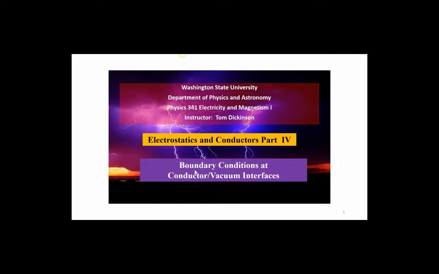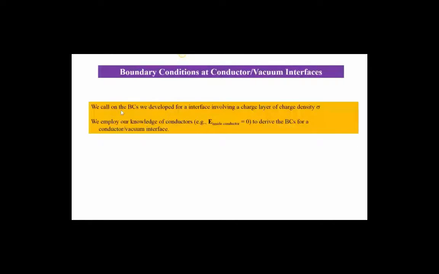Well, we've talked about the boundary conditions at an interface that involved a charge sheet. Now I'd like to look at the interface between a conductor and vacuum. And so we'll look at the boundary conditions at that interface. We're going to use the boundary conditions we've already developed for the interface involving a charge layer of charge density sigma. And we're going to use principally this condition for conductors, that E inside is equal to 0. And we'll see if we can combine these to derive the boundary conditions for a conductor-vacuum interface.